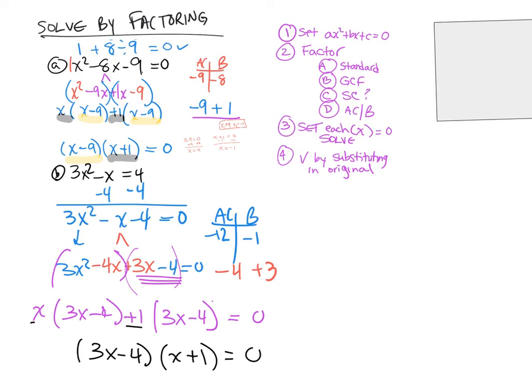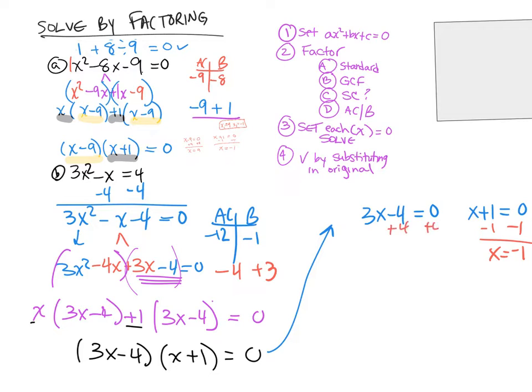From that, I set each of those parentheses equal to 0. So I would get, and I'll go up here and do it, 3x minus 4 is equal to 0, and x plus 1 is equal to 0. I'm sure you recognize the pattern that when it's just x plus or minus something, it's really the opposite. So x is negative 1.